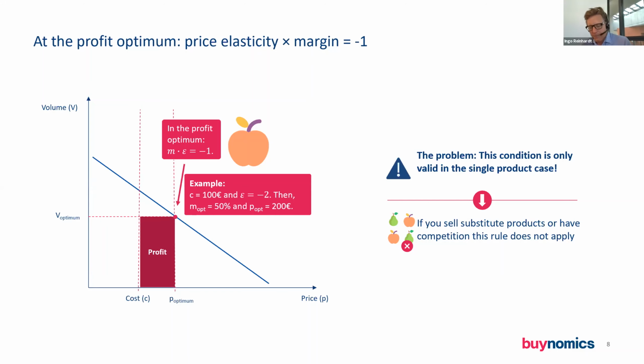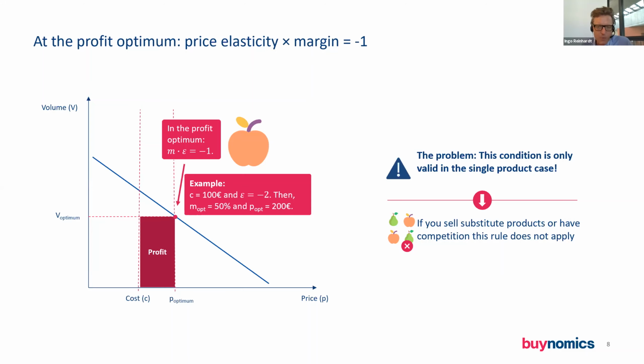So this is a challenge, but it's nevertheless in the simplest case, elasticity times margin - 1 you have in the optimum. This I think is a very useful relationship, something very useful to know. When you do pricing, you can always apply this formula and you get an idea if you're roughly in the right ballpark in terms of your pricing.